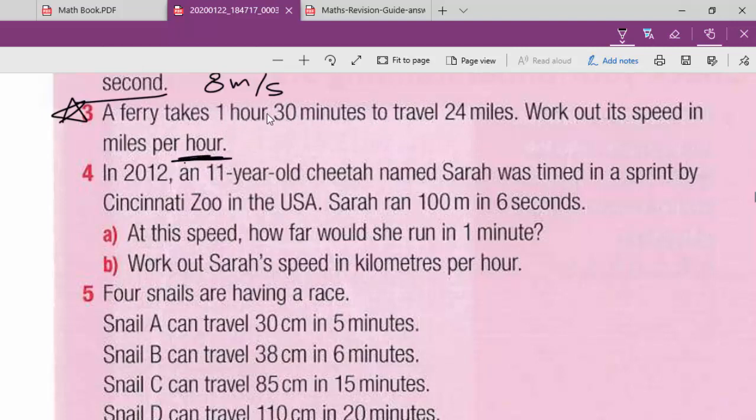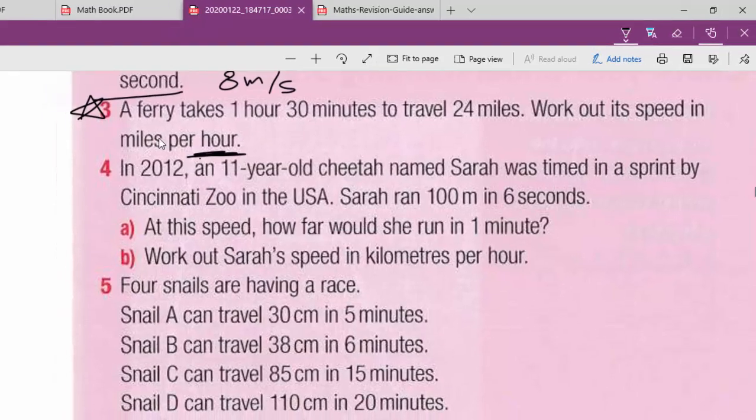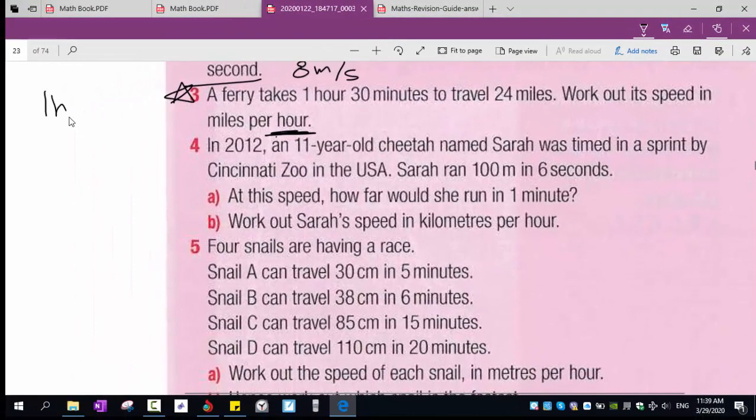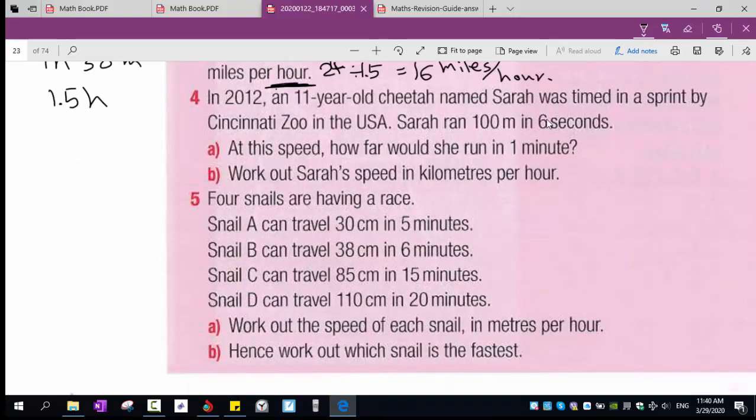1 hour and 30 minutes is equal to 1.5 hours. So we're going to divide 24 by 1.5. 24 divided by 1.5 is equal to 16. 16 miles per hour.